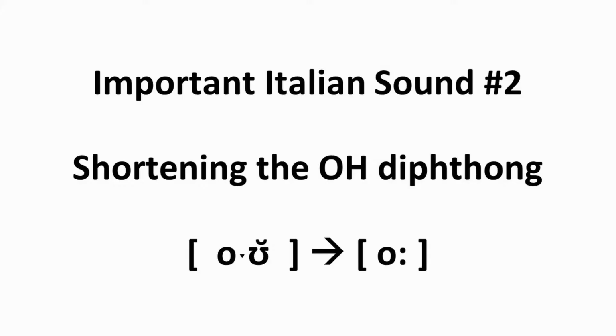Important Italian sound number 2, O to O. The O diphthong on words like load, roam, and suppose becomes shortened and simplified in the Italian accent. For those of you who might not know the lingo, a diphthong is a vowel sound that has 2 parts to it. In Standard American, this sound starts with O, pure vowel O, and the second part is as in should. See the movement in my lips? There's movement in the sound.